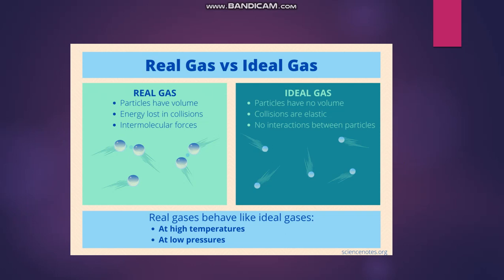Real gases will behave like ideal gases at certain conditions: at high temperatures and at low pressures. These ideal gas conditions we can use in thermodynamic problems. Whether it is ideal gas or real gas, based on that we will be doing many calculations of thermodynamic problems.